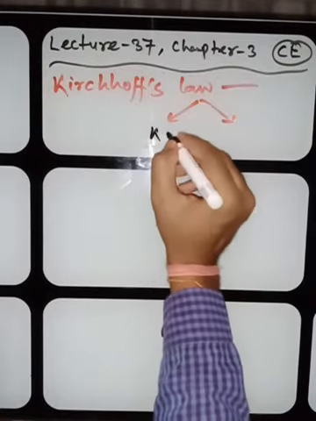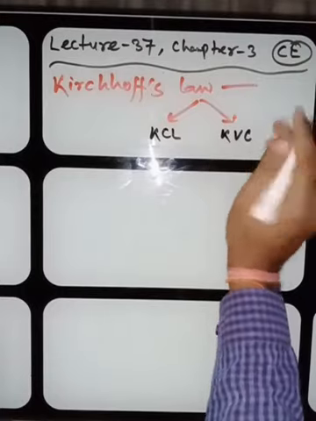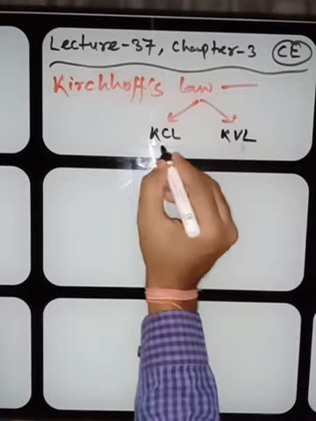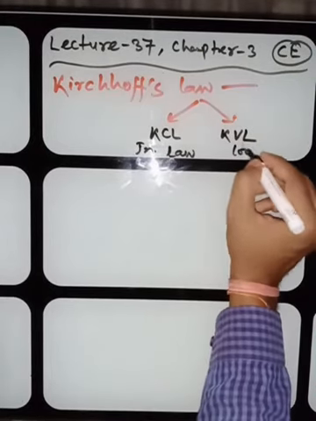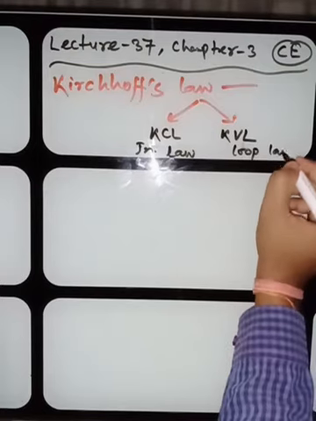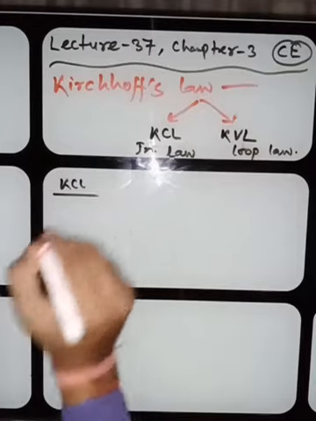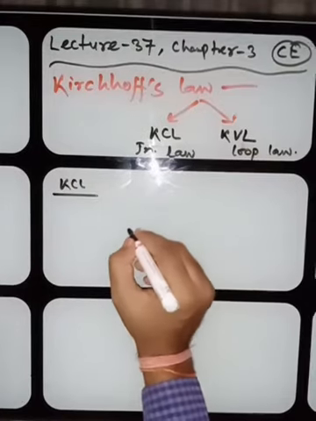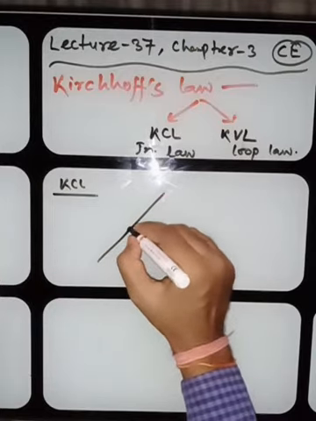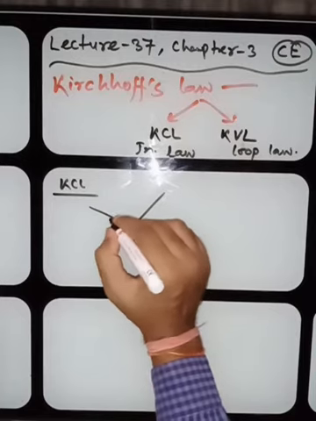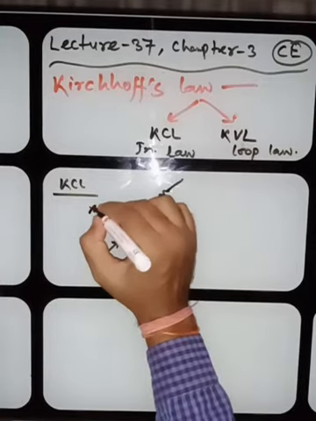It is KCL, Kirchhoff's current law, and KVL, Kirchhoff's voltage law. KCL is also called the junction law, and KVL is also called the loop law or mesh law. Now KCL, the current law, gives us the concept that if a number of wires are connecting, and the currents are flowing, the resistors are also connected.